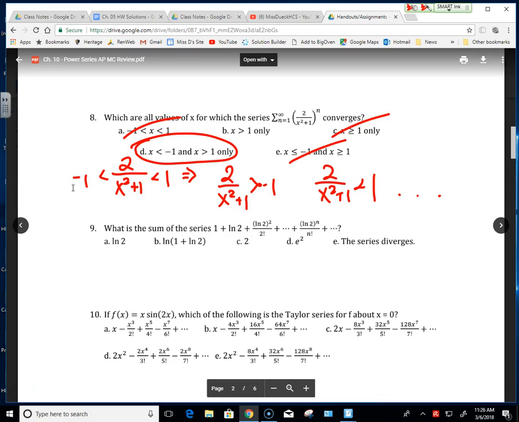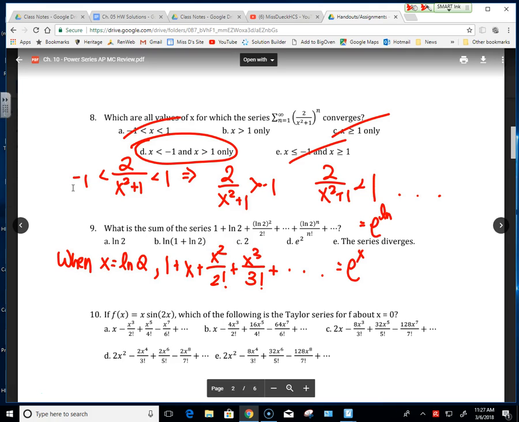So what do we see? What if we rewrite instead of the ln of 2, say x is equal to ln of 2? When x is equal to ln of 2, what am I plugging into? 1 plus x squared over 2 factorial plus x. Come on, guys. It's e. Pause, pause, pause. Have some faith. This is e. Who is x? ln of 2. So this one's going to be e to the ln of 2. So it's 2.